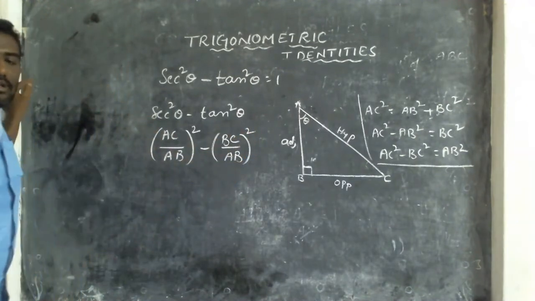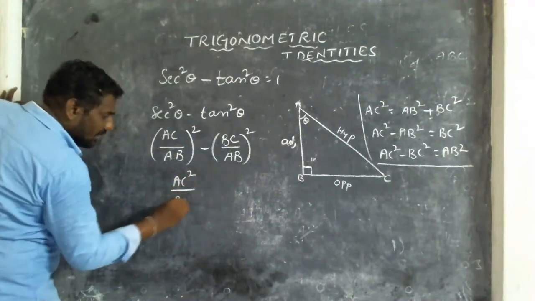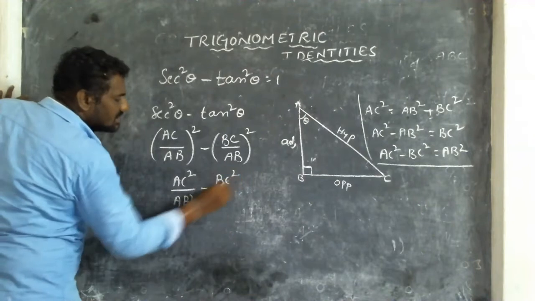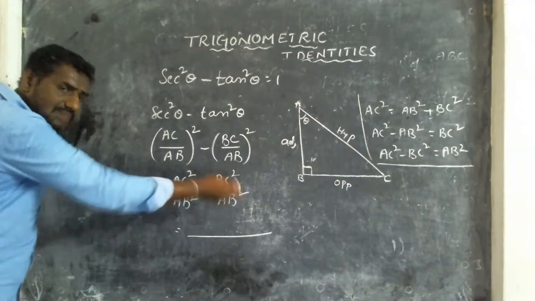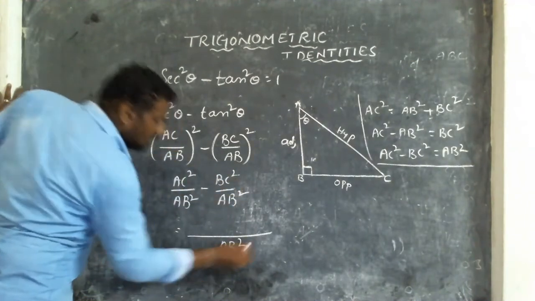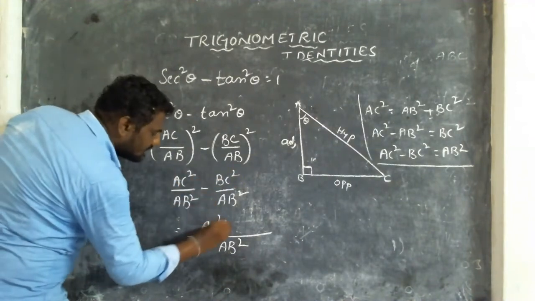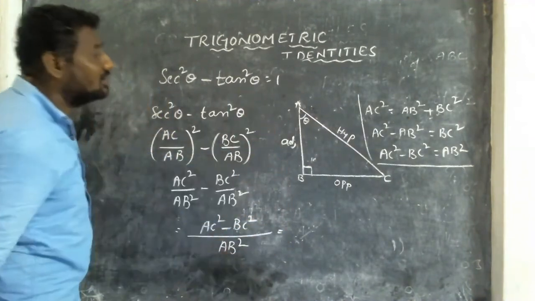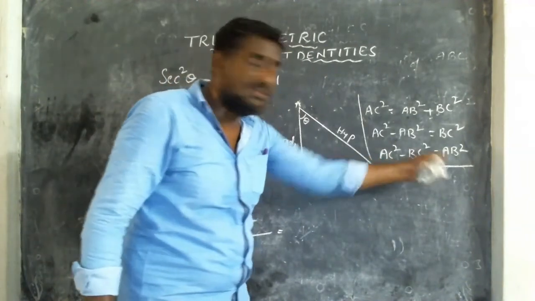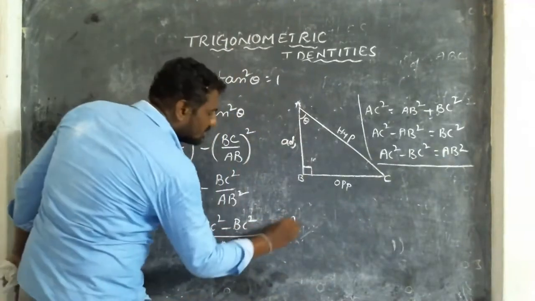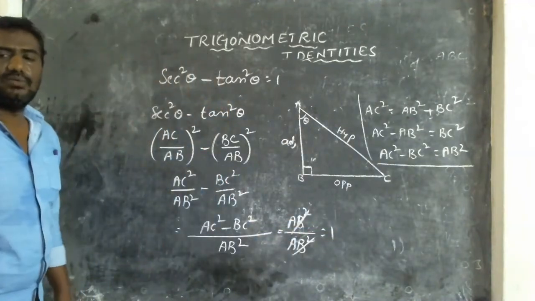Previously I made a mistake. Sec formula is hypotenuse by adjacent, that is AC by AB. Now you write AC square by AB square. This we can write as BC square by AB square. Denominators both are the same, so the LCM is AB square only. Now coming to the numerator, AC square minus BC square. Let's come to the three relations. In the three relations, somewhere our answer is hidden. AC square minus BC square, you write here AB square. AB square by AB square becomes 1. So this is the proof.